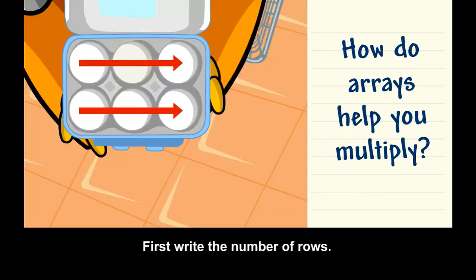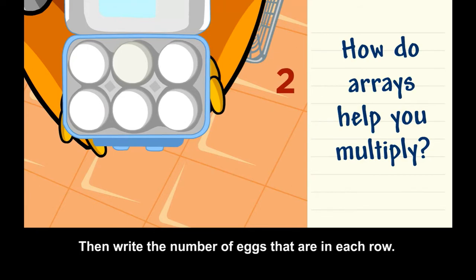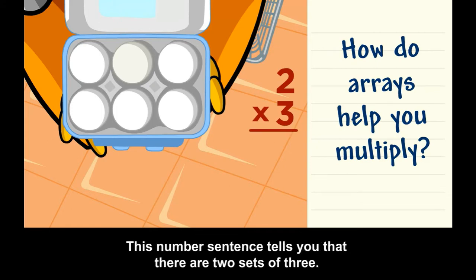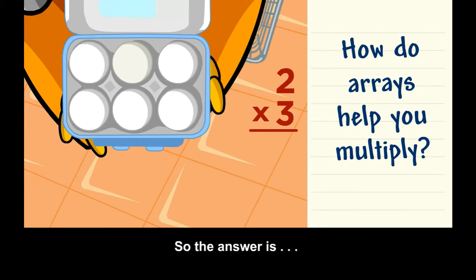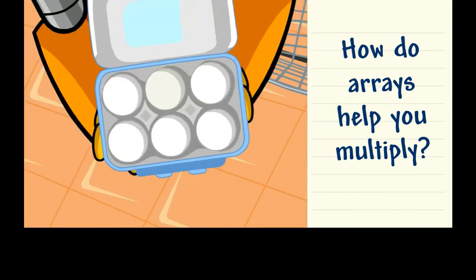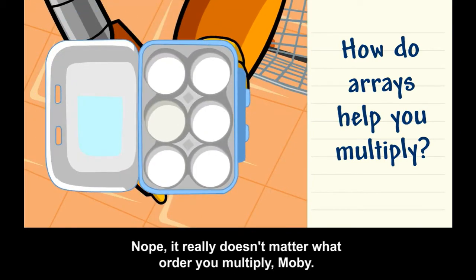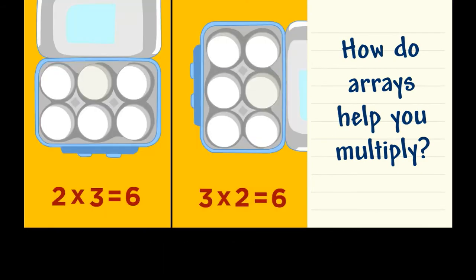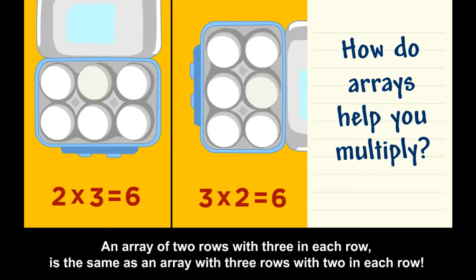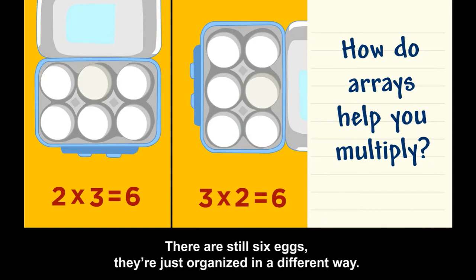First, write the number of rows. That's 2. Then write the number of eggs that are in each row. That's 3. The X symbol means to multiply. This number sentence tells you that there are 2 sets of 3. So the answer is 6. There are 6 eggs in that carton. Nope, it really doesn't matter what order you multiply, Moby. An array of 2 rows with 3 in each row is the same as an array with 3 rows with 2 in each row. There are still 6 eggs. They're just organized in a different way.